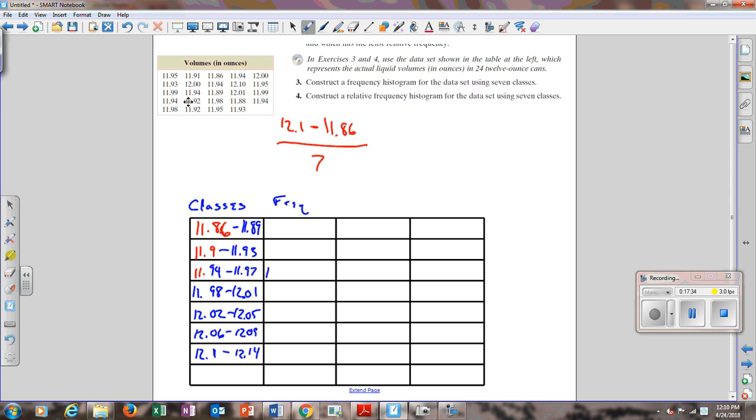Alright. 0.95. 0.93. 0.99. 0.94. 0.98. Then 0.91. 12.0. 11.94. 11.92. 8.6. 9.4. 8.9. 9.8. 9.5. 9.4. 12.1. 12.01.